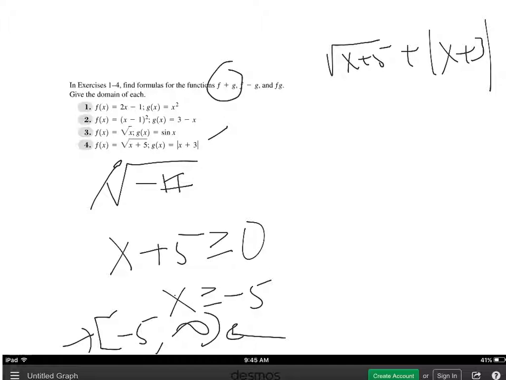So I went out to Desmos.com and put this added function in. Notice there's no graph when x is less than negative 5. So that domain, where x has to be greater than or equal to negative 5, is even showing up in this graph, which is kind of cool. It's a way to check your work.